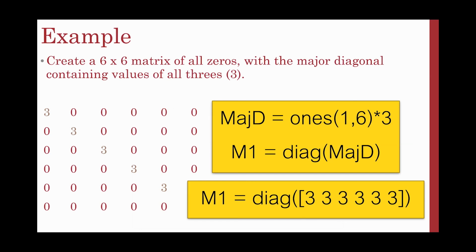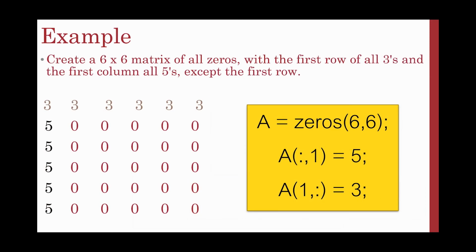Another way that I could have done it was define the matrix M1 to equal diagonal and then type in the diagonal that I wished, which are 6 3s as my vector. So to create a 6 by 6 matrix of all zeros with the first row of all 3s and the first column of all 5s except the first row, what am I going to do?